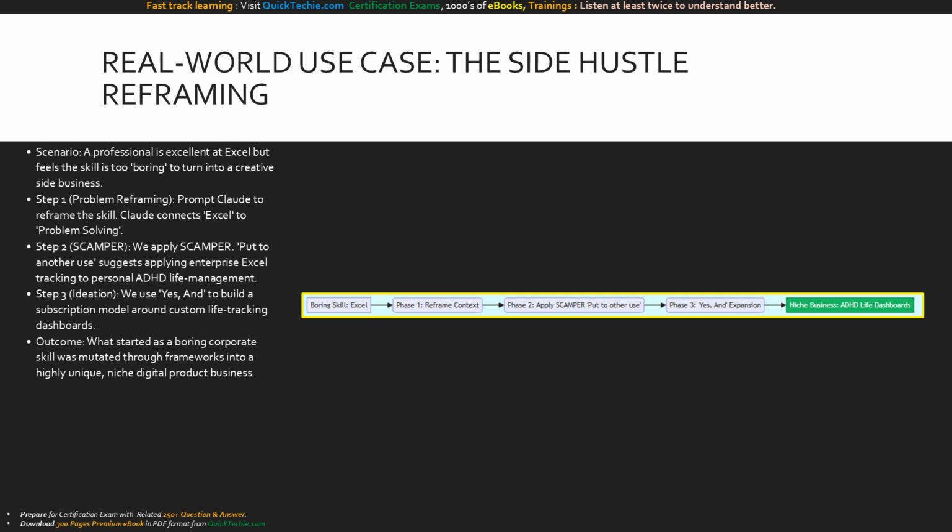Follow the transformation in this flowchart. We start on the left with a boring skill like Excel. We pass it through phase 1 to reframe the context. Then it hits phase 2, where we apply a specific Scamper constraint, put to other use. Finally, it goes through phase 3, yes, and expansion to build the feature set. It emerges on the right as a highly creative, viable niche business. The frameworks did the heavy lifting.